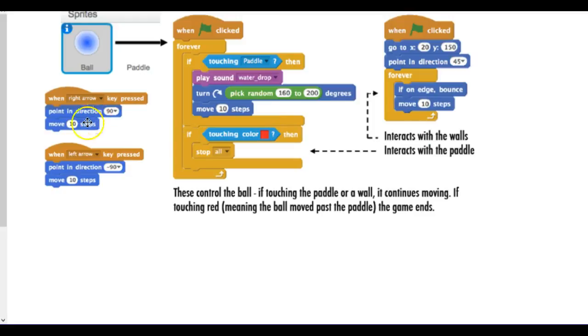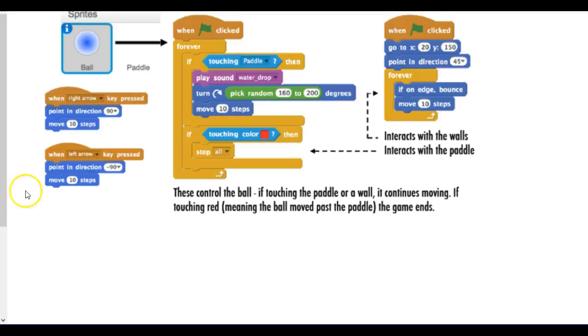The other thing I have happening here is when the right arrow key is pressed, have it point in the direction of 90 and move 10 steps. When the left arrow key is pressed, have it point in the direction of negative 90 and move 10 steps. That's the paddle code. Essentially, we're moving the paddle by 10 steps at a time, by 10 increments. You can change the increments that you move the paddle at. You can make it 5 to make it more sensitive, or make it a bigger number to make it less sensitive.